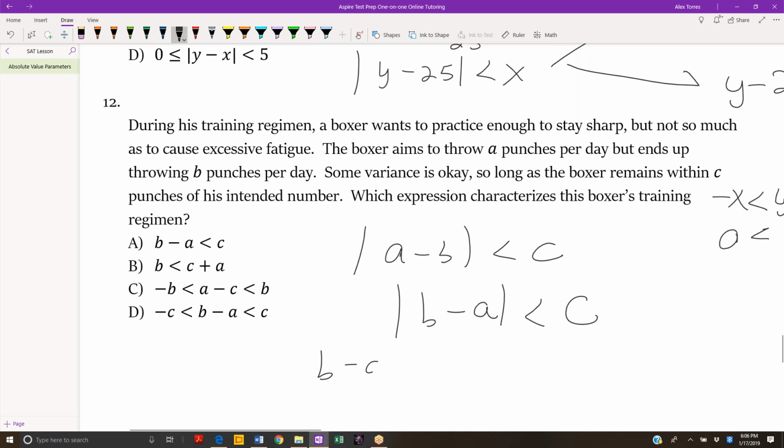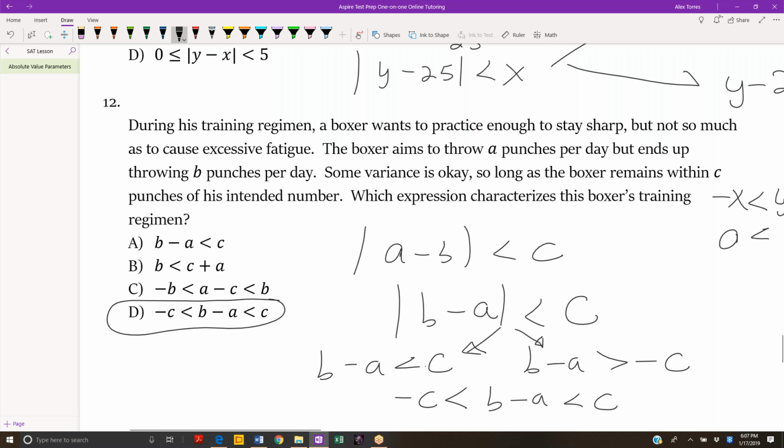Solve it out, you get B minus A less than C, leave it alone, and B minus A greater than -C. Reverse the inequality and multiply by -1. So you have your two scenarios, your two ways to work out an absolute value inequality. And now putting it back together, that means that B minus A was less than C, but it was also greater than negative C. And that exactly matches choice D.